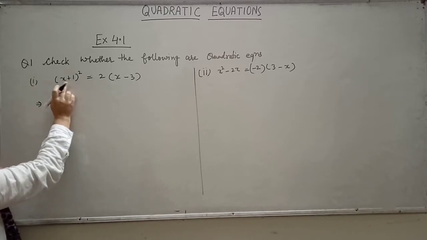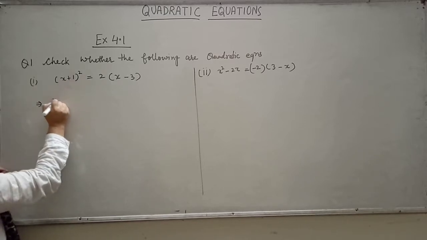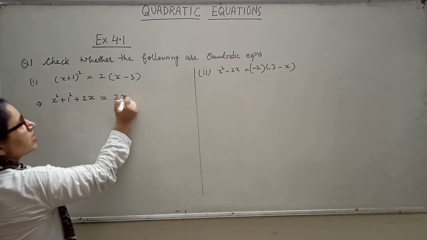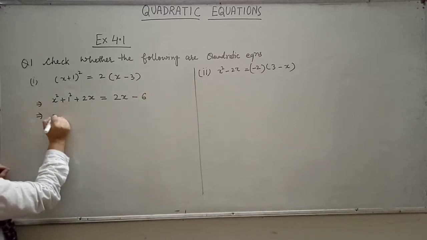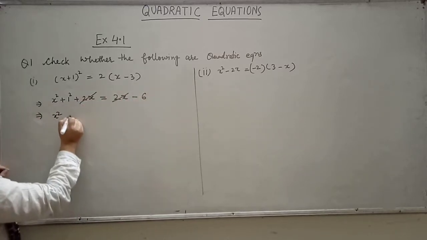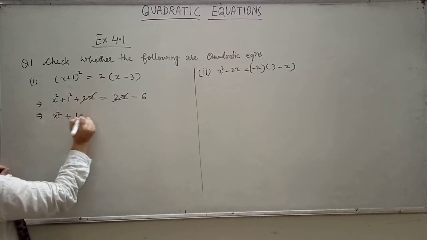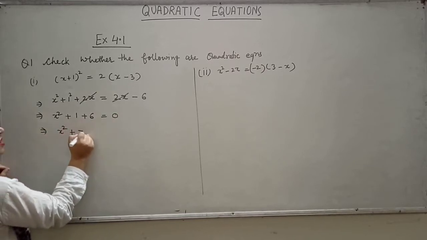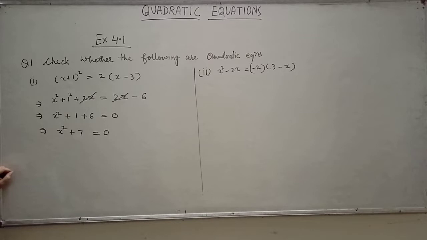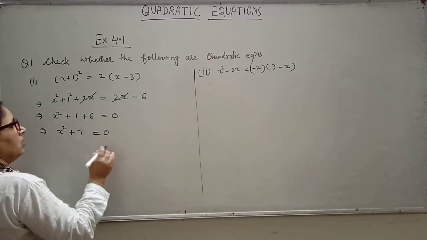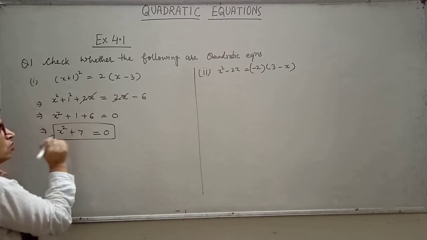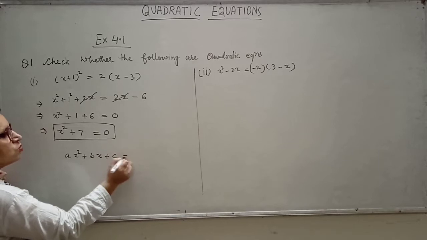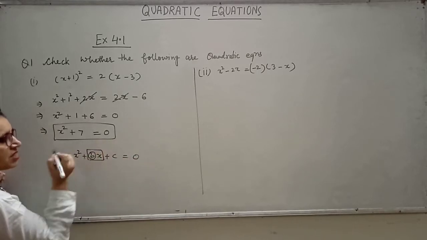By applying the identity (a plus b) whole square equals a square plus b square plus 2ab, this is equal to 2x minus 6. Okay, so this is now x square, 2x cancelled by 2x, and 1 square is 1, and this is plus 6 equal to 0. So x square plus 7 is equal to 0. As I told you, this is also the form of a quadratic equation: ax square plus bx plus c is equal to 0. If b is 0, then this will be missing.